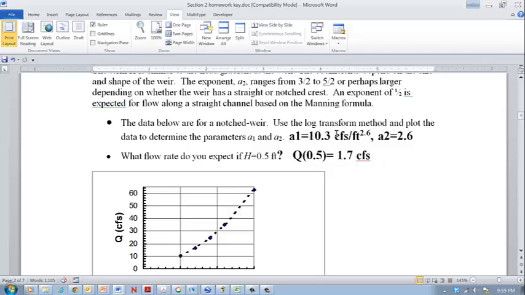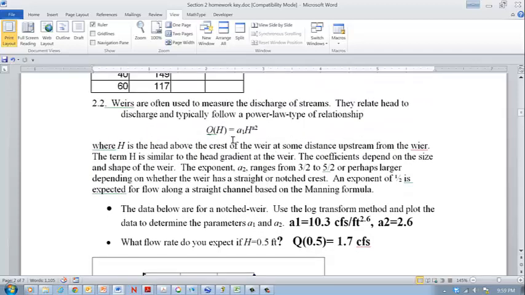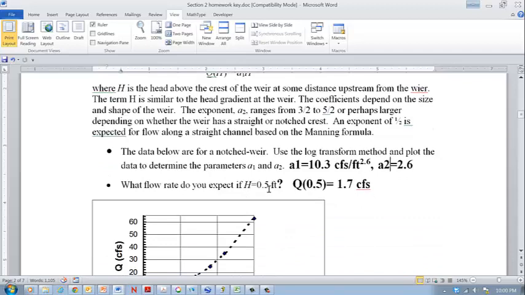A1 is this value, and it has some kind of peculiar units. The reason for that is because Q is in CFS, cubic feet per second, and the exponent on H is 2.6. So the units of this term have to be set up so that when we multiply by H to the 2.6, we get CFS. So this term has these kind of peculiar units. A2 ends up being about 2.6. And then at a head of 0.5 feet, you should get a flow of about 1.7.